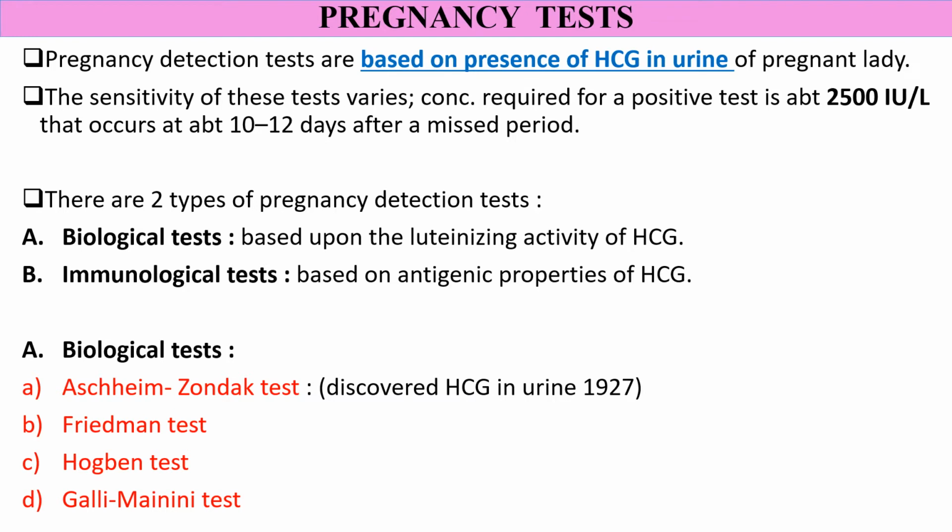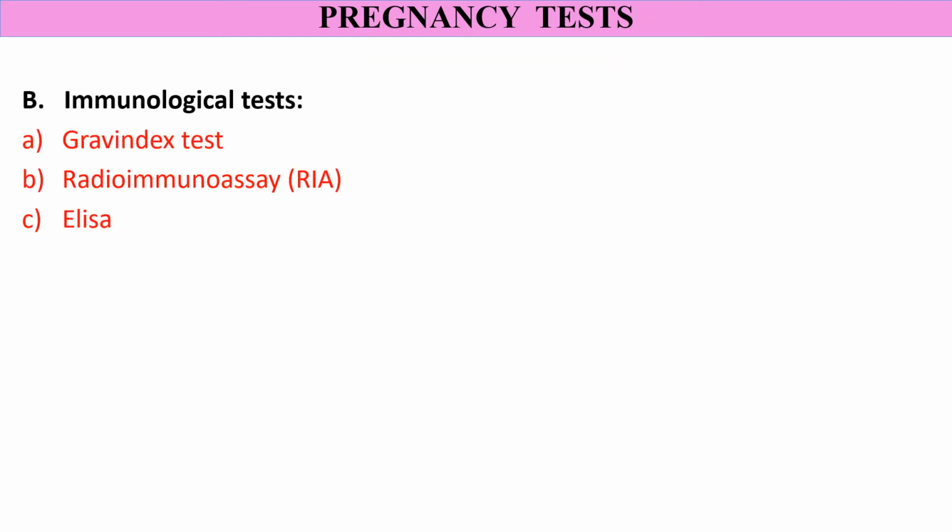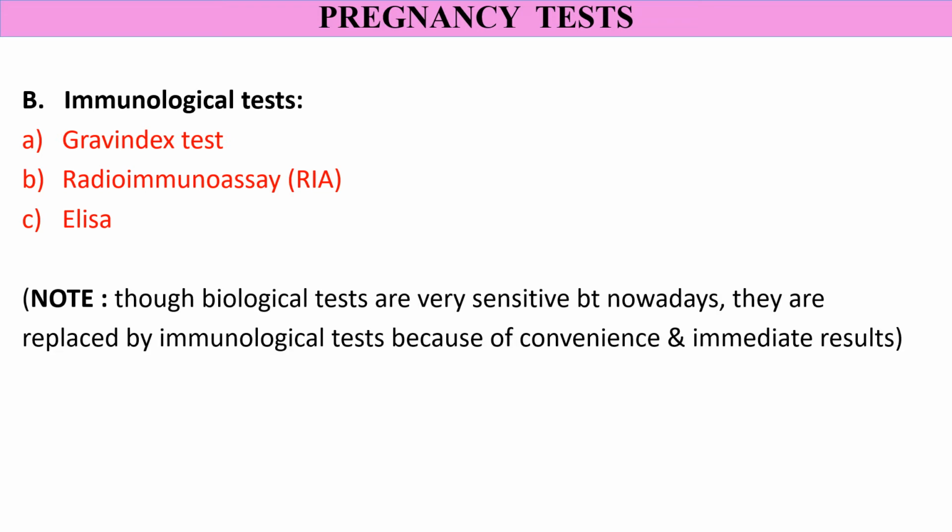Biological tests are namely Aschheim-Zondek test, Friedman test, Hogben test and Galli-Mainini test. Nowadays these tests are not used. The second type of tests, that is immunological tests, are namely Gravindex test, radioimmunoassay test and ELISA test. These tests are convenient and give immediate results, thus are used more nowadays.